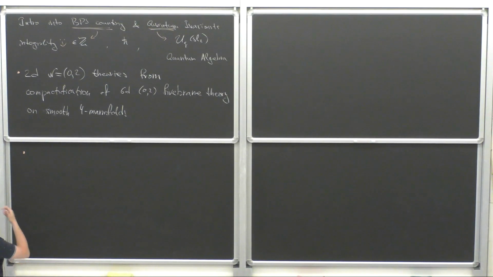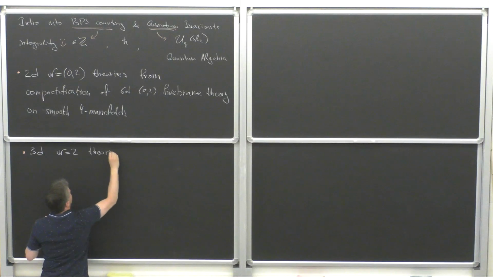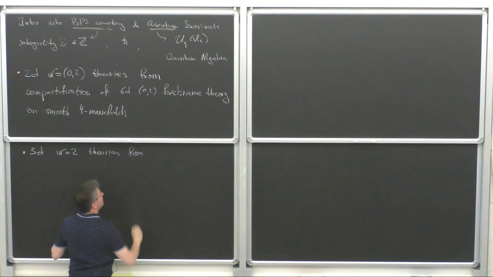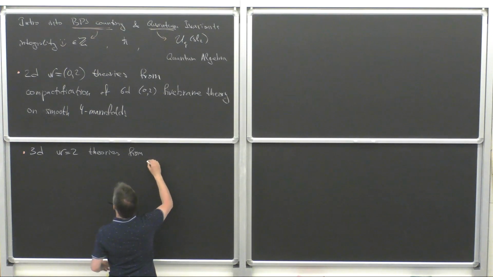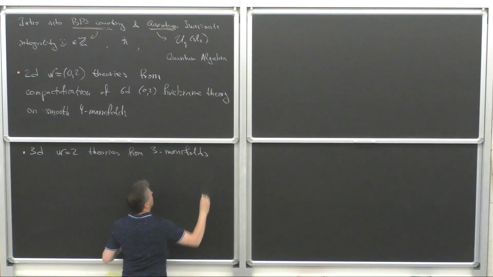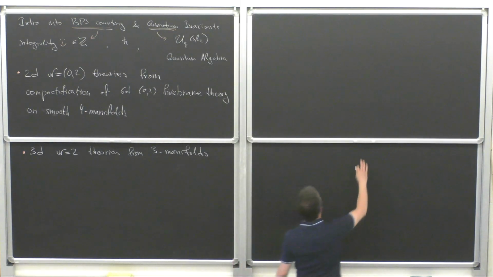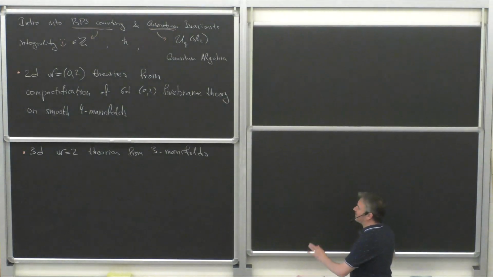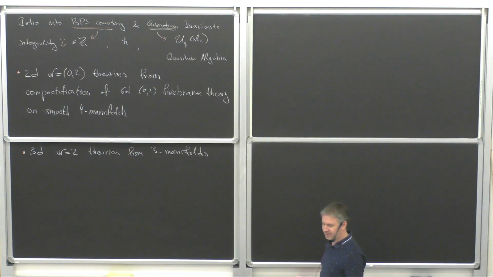Ingredient number two will be 3-dimensional N=2 theories that arise in a similar way by compactifying the 6-dimensional (0,2) theory on 3-manifolds. And just as an aside, that's why I'm going to use a separate board. If you're taking notes, you don't necessarily have to write what's going to be here. I'll probably try to erase it soon.